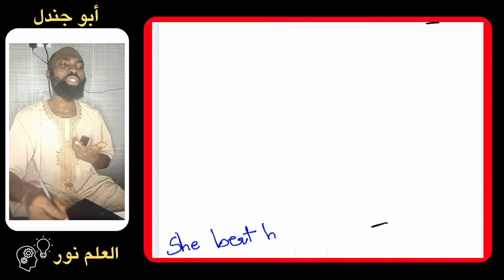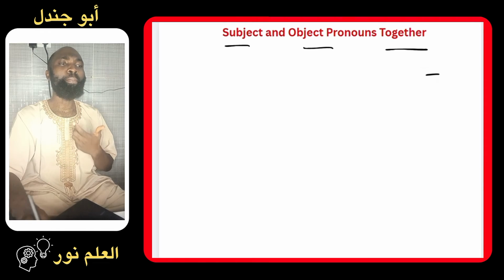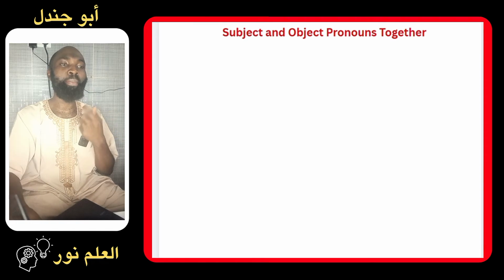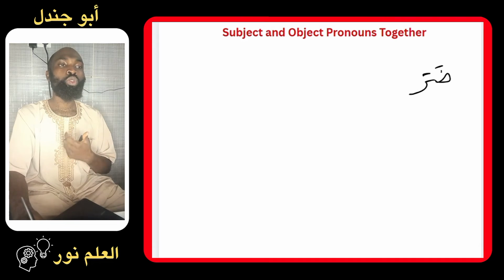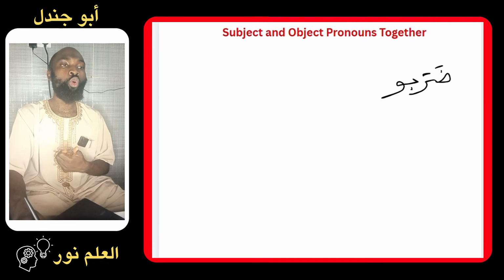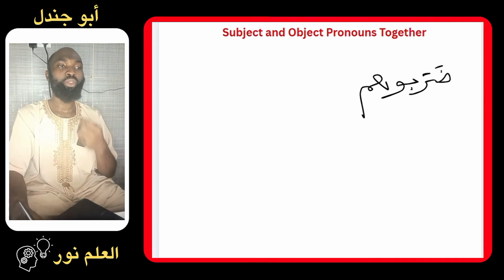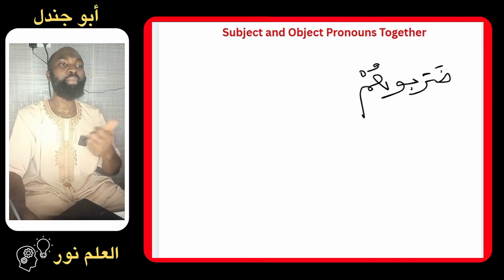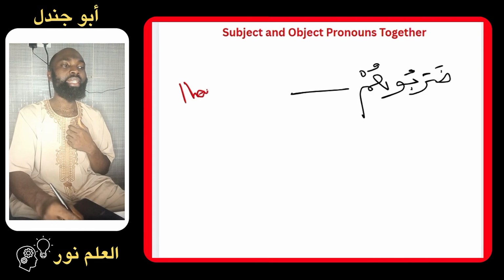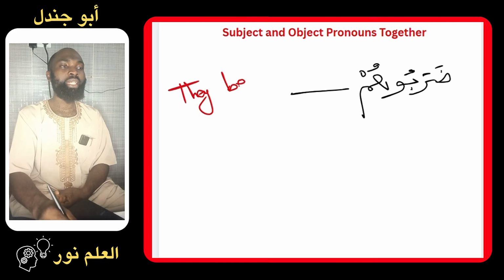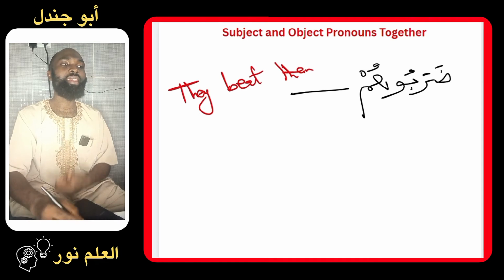Let's assume that I want to say that they beat them. So what is they? You will say doroba. The doroba will still come. Dorobuhum, they beat them. Now, this word also has three parts. Look at first, the meaning of this word is what? They beat them. So the first part must be the verb doroba.